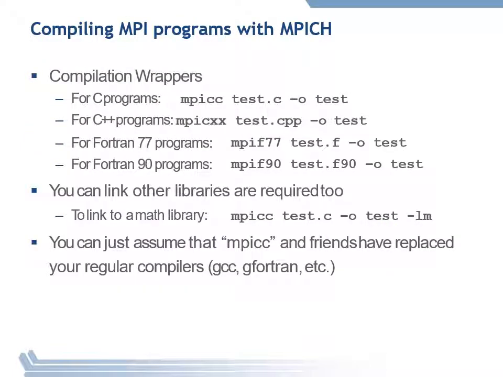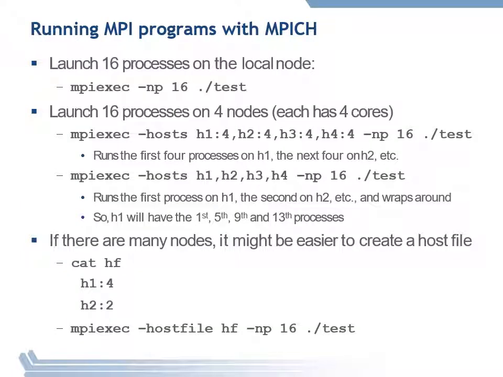So how do you compile MPI programs with MPICH? For C programs, as I said before, use mpicc test.c -o followed by the application name. Running MPI programs with MPICH, as I said before: to run 16 processes on the local node, use mpiexec -n 16 followed by the application name. If there are many nodes, it might be easier to create a host file.